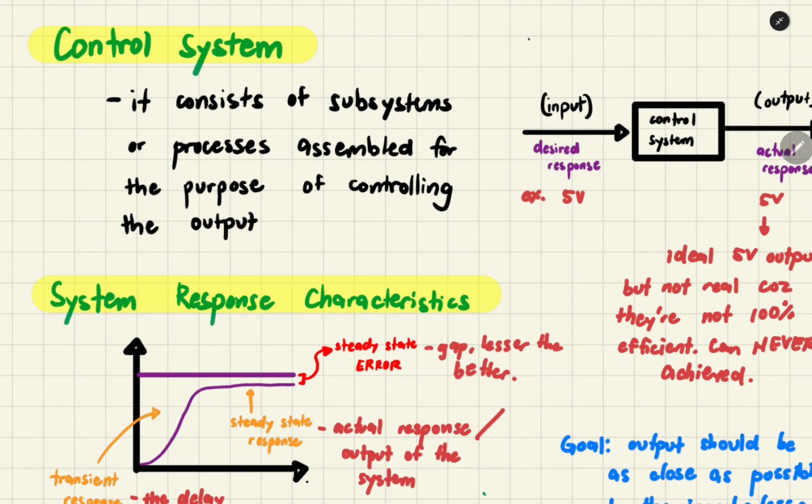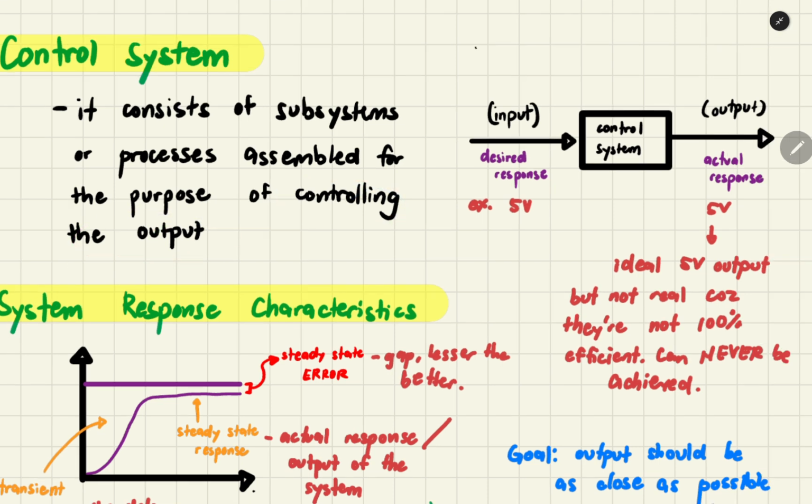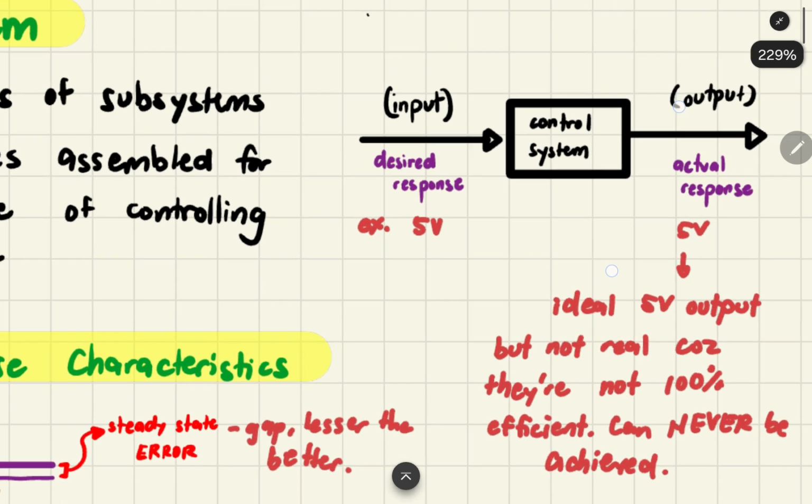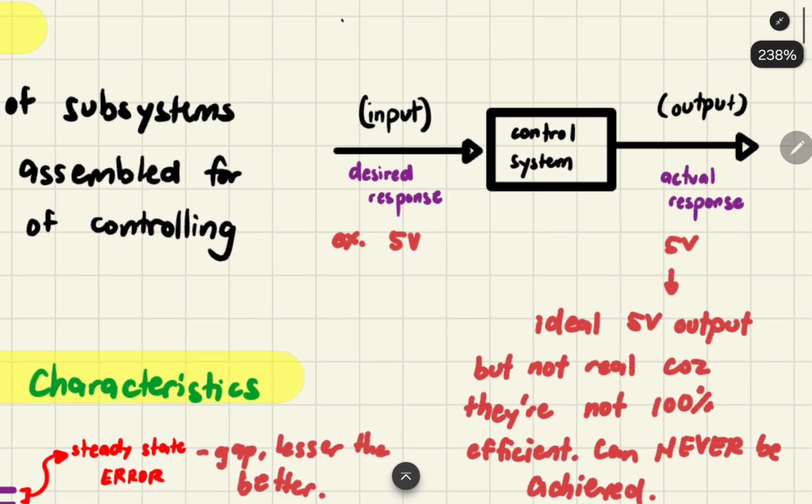So our topic for today is all about control systems and feedback. When we say control system, it consists of subsystems or processes assembled for the purpose of controlling the output. So controlling the output is our main purpose. Okay, so ideally this is what a control system looks like. We have the input and then the control system. This is where the processing happens, and then we have the output.